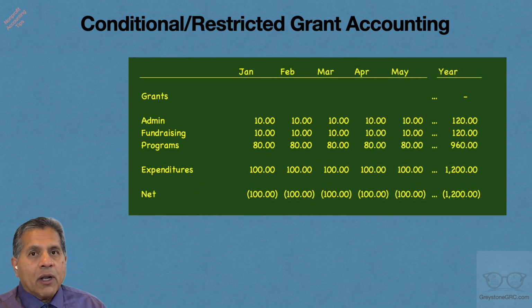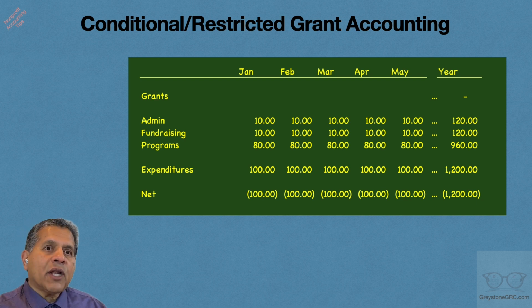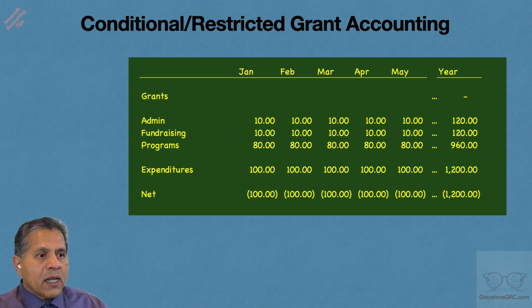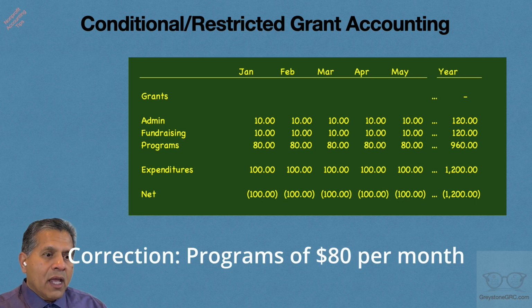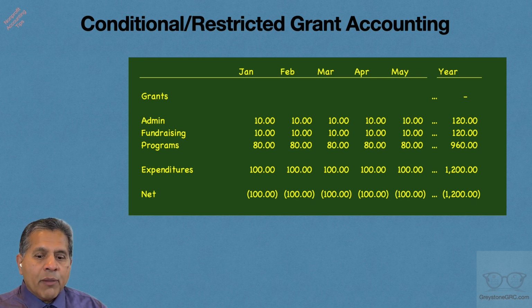So let's look at an example of what a budget might look like. You lay a budget out and it has grants, which we haven't populated yet. And then you have admin of $10 a month, and you have fundraising of $10 a month, programs of $10 a month, totaling $100 a month. And you're going to do this for 12 months, January, February, March, April, May, etc. And the dots denote June, July, August, September, October, November, and December. And that totals to $1,200 for the year. So you begin your campaign to go out there and raise funds.